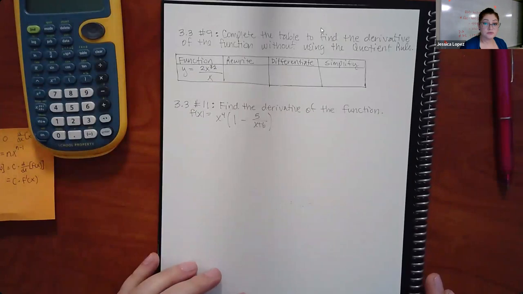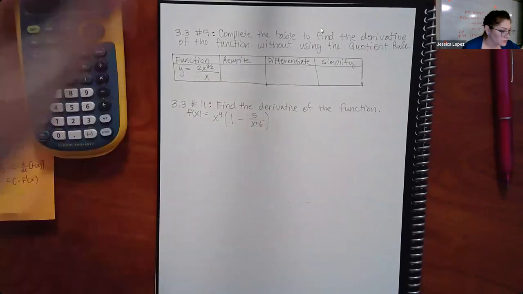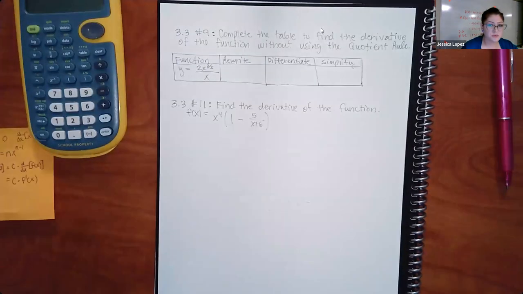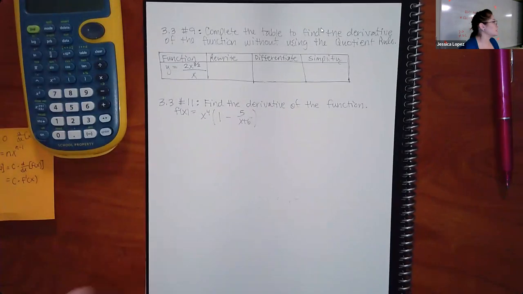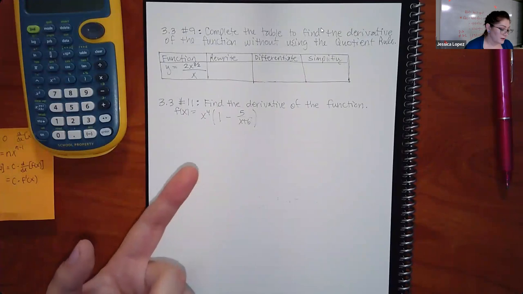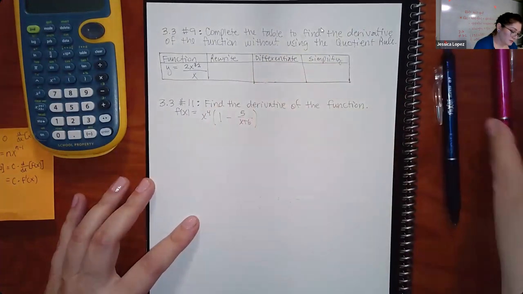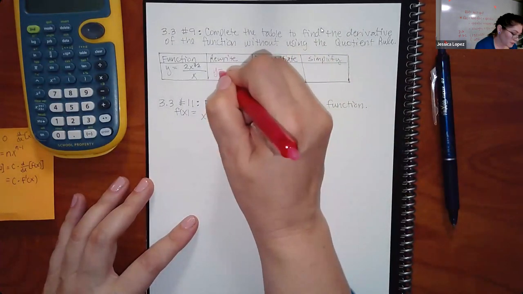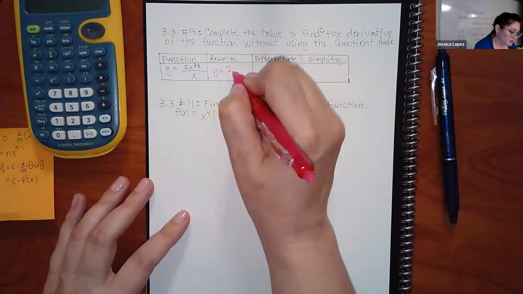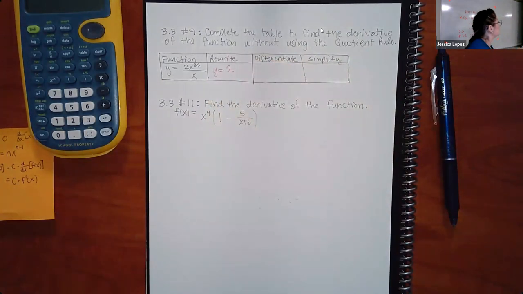Okay, let's keep going. So these problems are always a little bit difficult to figure out just because we need to know what exactly the question is wanting, right? So they're asking us to rewrite it. And if I rewrite it, the 2 can stay there, but what would I get for x if I simplified that fraction?